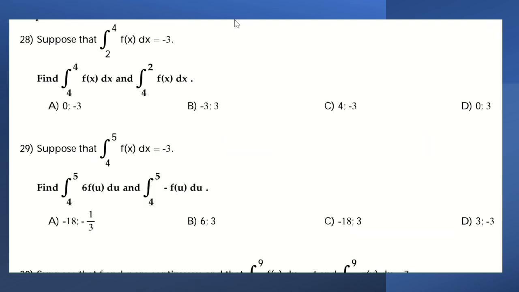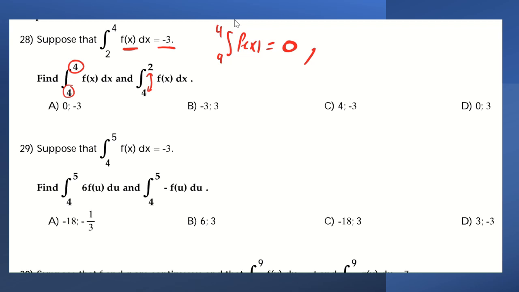Another example regarding this integration: the integral from 2 to 4 of f of x dx is equal to -3. This is only one function. What is the integral from a point to itself? You should know that the integral from any point to itself for any function is equal to 0. But if you switch the values, here from 2 to 4 is equal to -3.